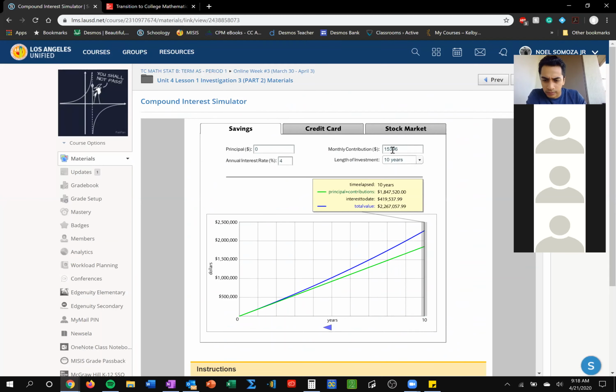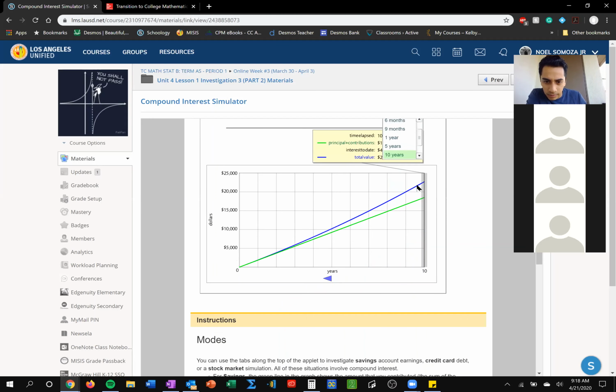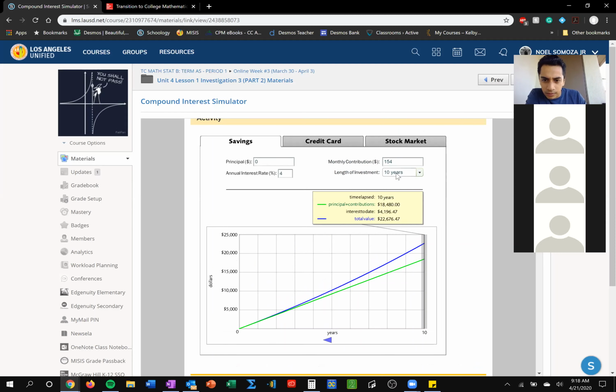Oh, okay. I guess it doesn't let me put in the decimal. Let's go ahead and round it up. We'll just put 154. And the length of the investment was only, let me see if it lets me change this. Oh man, that's too bad. All right, never mind. It's not going to work because it doesn't let me type in the 4 years. So we might have to do this by hand.